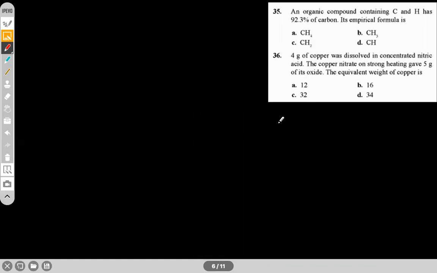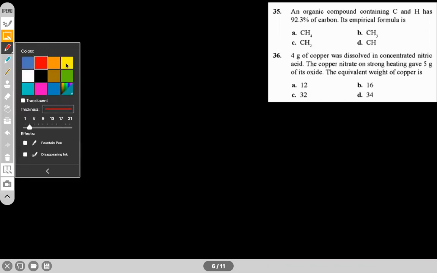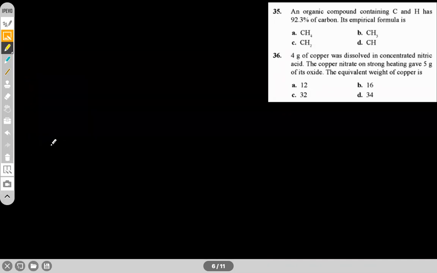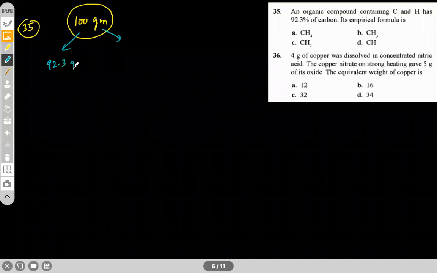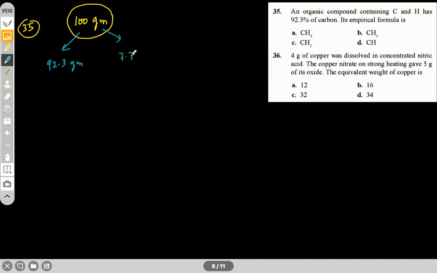An organic compound containing carbon and hydrogen has this percentage of carbon; find its empirical formula. There are various methods we can use for this question. The first one: suppose we have 100 gram of the sample. So in 100 gram, we have 92.3 gram of carbon, and according to the question, 7.7 gram of hydrogen.